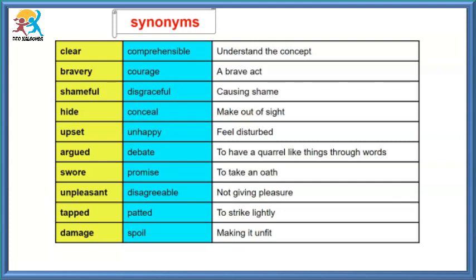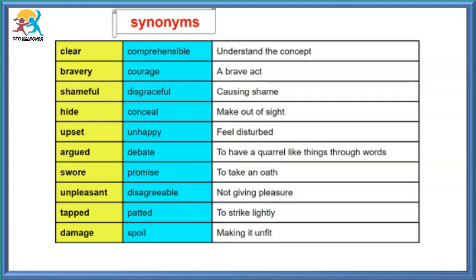Synonyms. Do you know what synonyms are? In Telugu, they are called pariyaya padalu. Means the words that convey the same meaning. We can use those words alternatively.